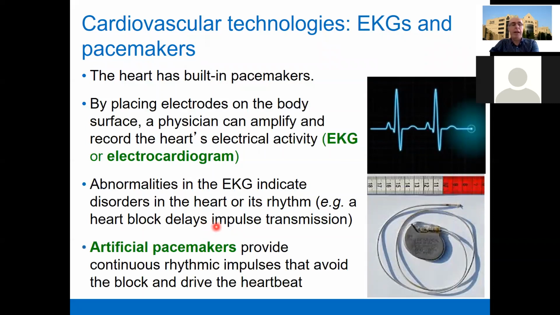As for the pacemaker, in our heart we have natural pacemakers, which produce electrical activity continuously. But in some cases when these natural pacemakers don't work properly, we put an artificial pacemaker in the body in order to provide continuous rhythmic impulses to the heart.